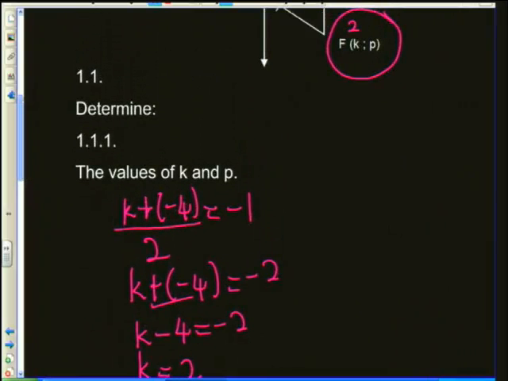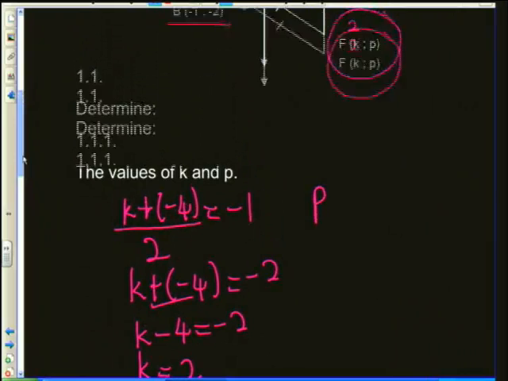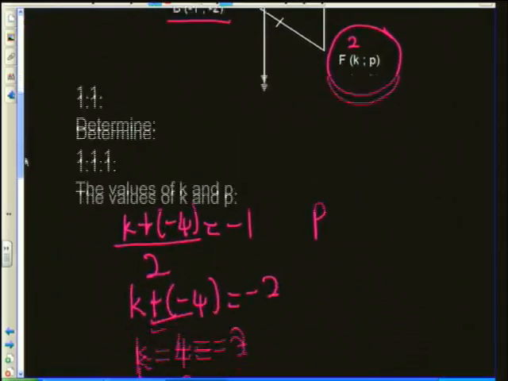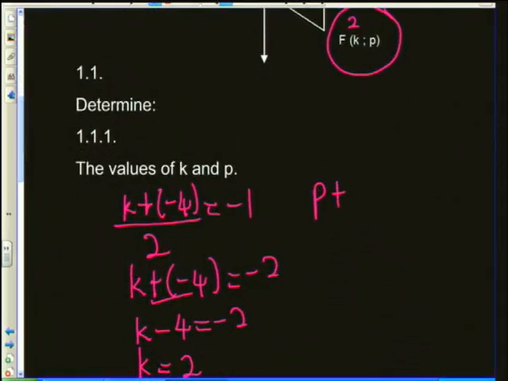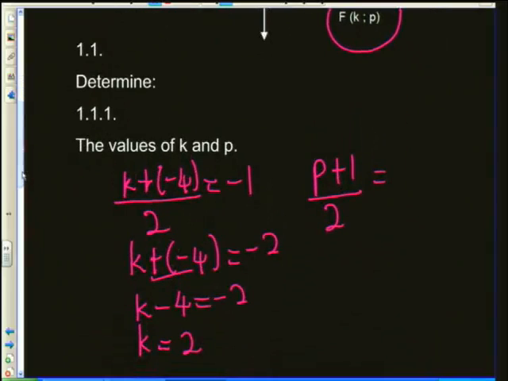In order to work out P, we know that P plus the y coordinate of A, so P plus 1, divided by 2, should give you the y coordinate of the midpoint, which is negative 2. So multiplying both sides by 2 again, we have P plus 1 is equal to negative 4, which means that P is equal to negative 5.